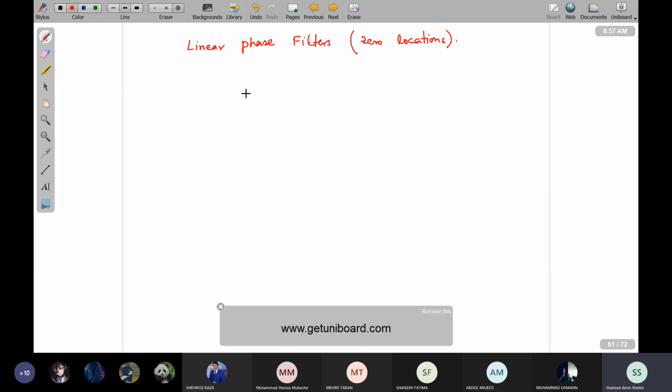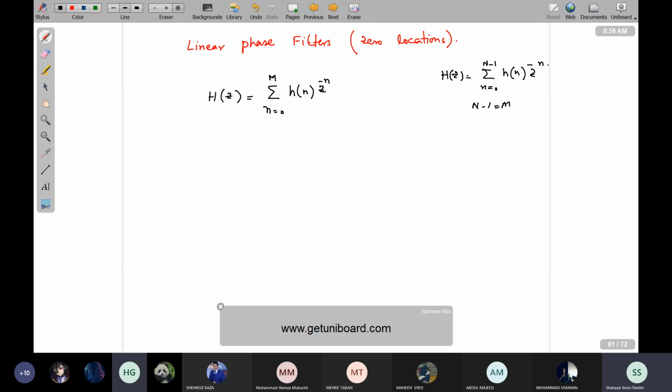Okay, we know that h of z, just by the definition of the z transform, is the sum for n equal to 0 to m of h of n z to the minus n. Actually, we have been using the equation h of z equal to the sum for n equal to 0 to n minus 1 of h of n z to the minus n. But as we were discussing shortly, n minus 1 is equal to m, so we can use it. So the sum from n equal to 0 to m of h of n z to the minus n.